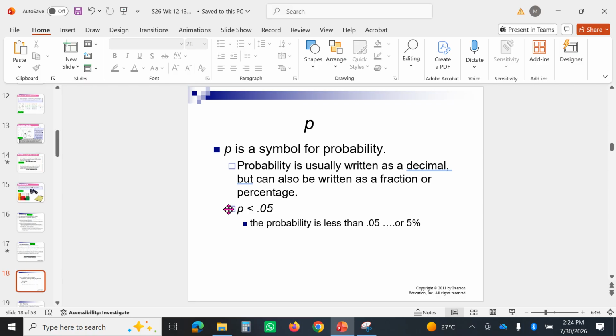In statistics, you're going to see that P is a symbol for probability. You'll see P coming up on the assignment, on the quiz, as well as the test. And P just means probability. It's usually written as a decimal, but can also be written as a fraction or a percentage or even a ratio.